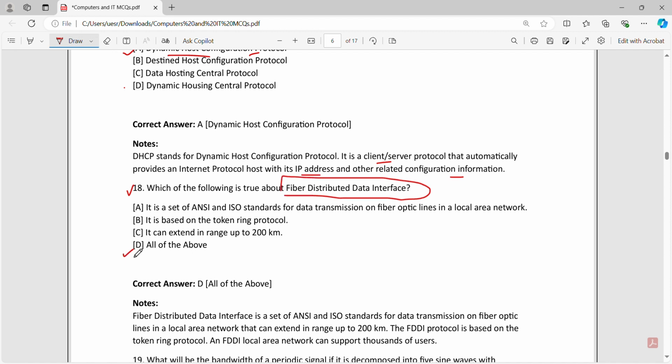18th question. Which of the following is true about fiber distributed data interface? So answer is D. It is a set of ANSI and ISO standards for data transmission on fiber optic lines in a local area network. It is based on token ring protocol. It can extend in range up to 200 kilometers.